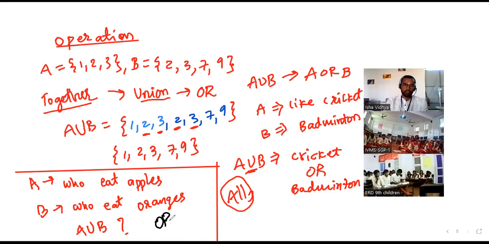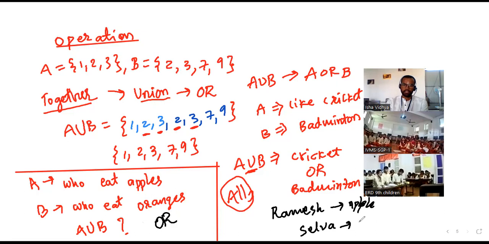Listen carefully. Or means, say for example, Ramesh is okay to eat apples. And say for example, another guy, Selva, wants to eat only oranges. Now the teacher says, please enter the class, those who eat only apples. Then only Ramesh will come. When I say only oranges, only Selva will come.